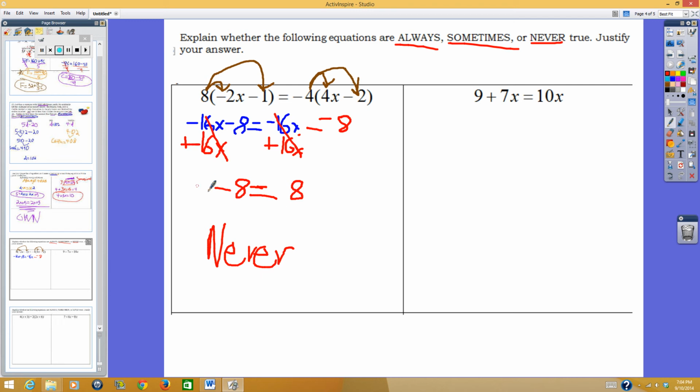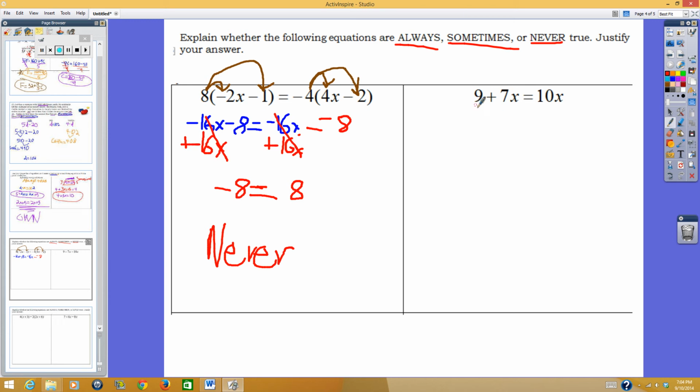They kind of look alike, but this negative makes it completely different, right? Alright, moving on to the second one. 9 plus 7x equals 10x. When you solve this, you want to think, how can you get all of your x's, or the rectangles, on one side, and your numbers on the other side, as fast as possible, okay?